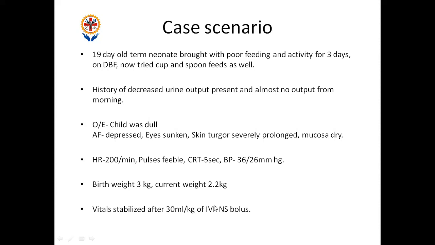So for that, you need to add an extra 50%. Don't get confused with 25 or 50. Remember 50%. So always give a little higher fluid. So 1.5 times: 150 ml per kg plus 75 ml per kg, so 225 ml per kg is the fluid. This is per day fluid, not for 48 hours. Per day, you need to give 225 ml per kg for this child. Per kg is for 3 kg, not for 2.2 kgs.